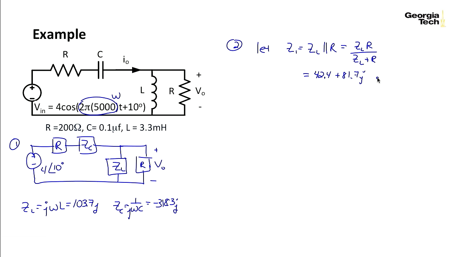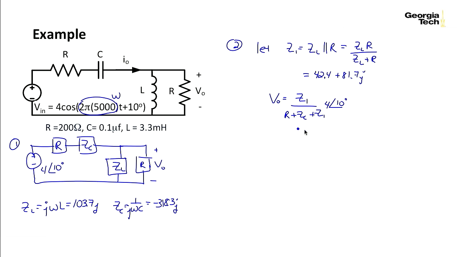Many scientific calculators these days handle complex numbers and complex arithmetic, so I'm assuming that you can do this either on your calculator or on an internet site. Then to solve for V0, I use the voltage divider law, which is Z sub 1, this combination right here, over the total, which is R plus Z sub C plus Z sub 1, times Vs, which is 4 at an angle of 10 degrees.